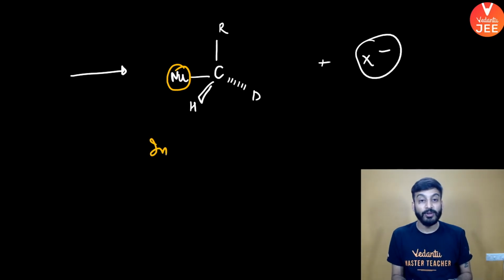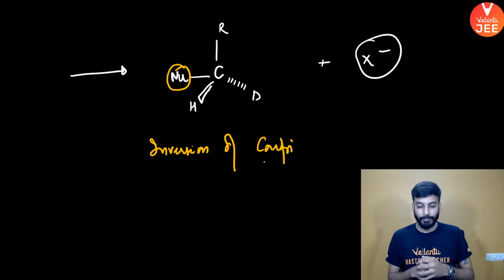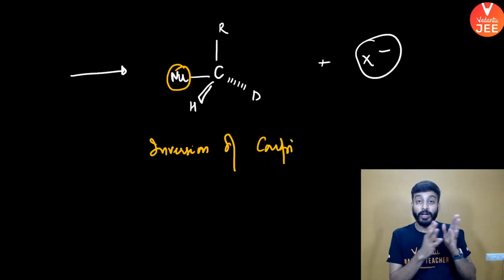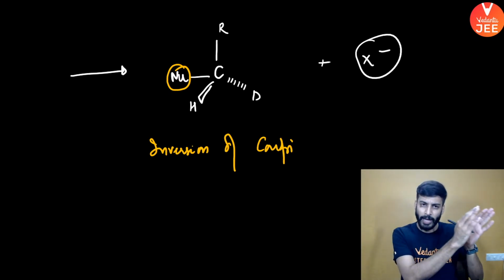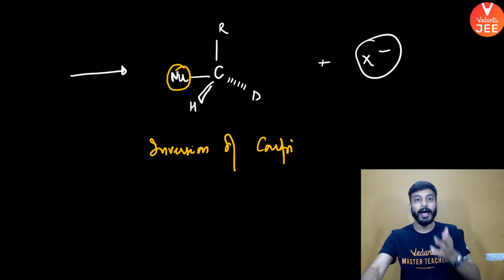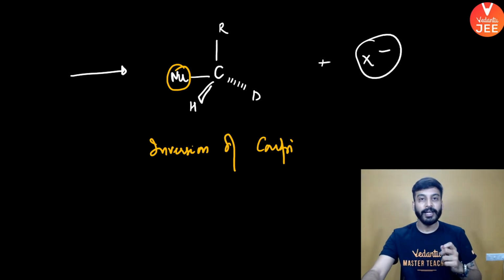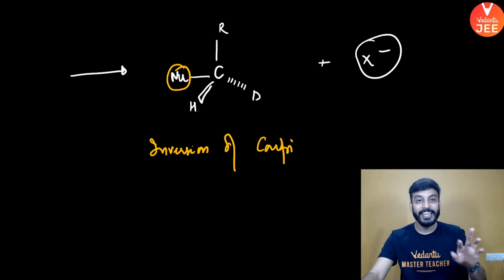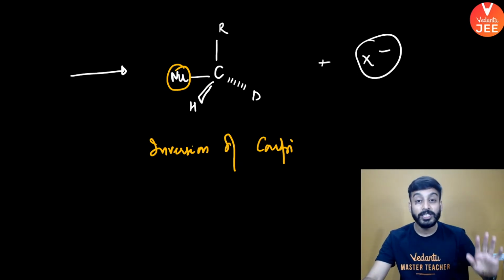This is called inversion of configuration. What has happened here? Your configuration got inverted. If I started with an R compound, I would now get S. Not might, I'm pretty sure you will get S. Inversion, 100% inversion is obtained.